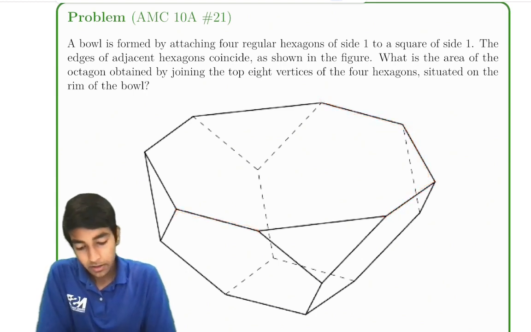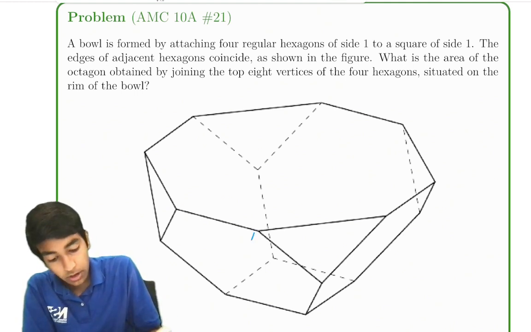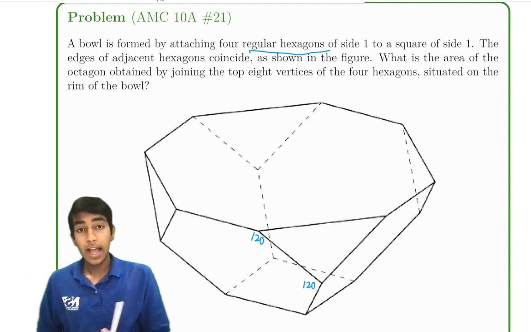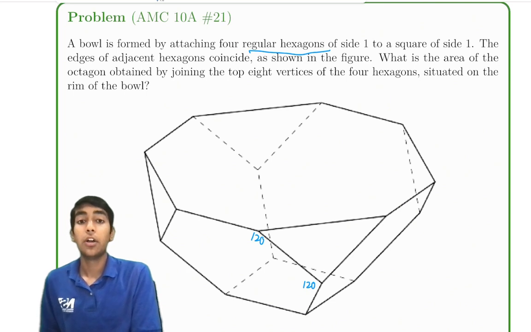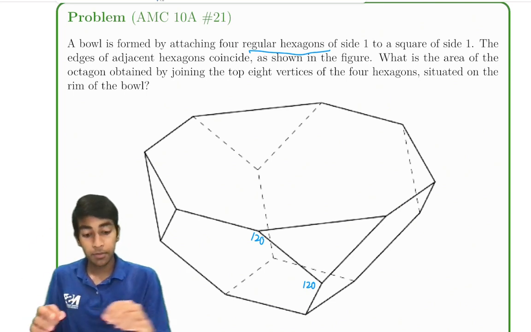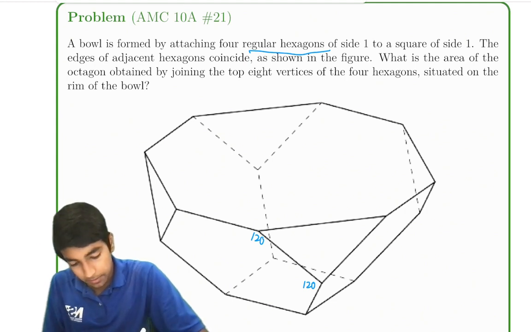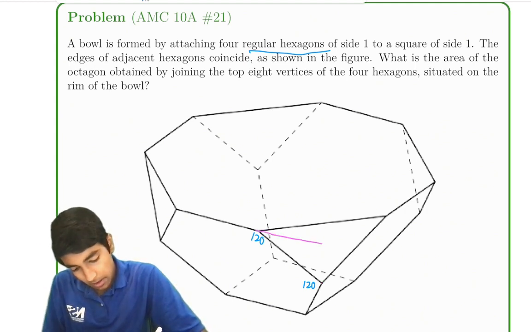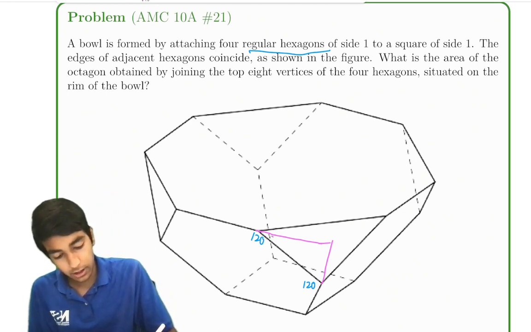Seems tricky, right? Well, the key thing to notice here is that it's a regular hexagon, so it must have an angle of 120. And there's a very cool property of equiangular hexagons. Basically, if the angles are both 120 degrees, we can extend their sides, and when we extend their sides, it'll form an equilateral triangle.